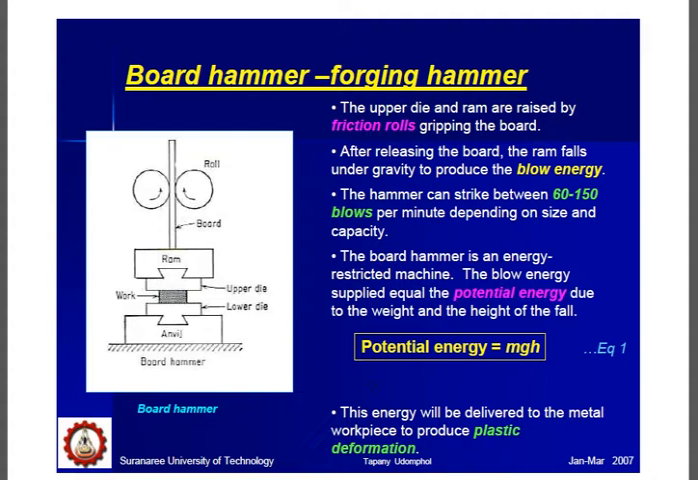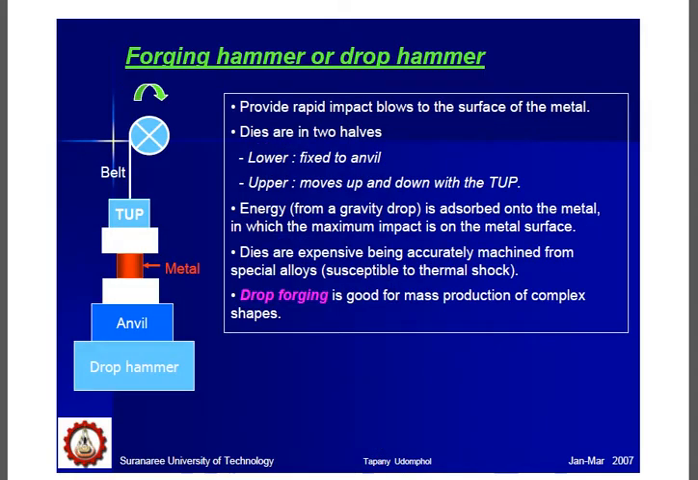The board hammer is generally an energy-restricted machine. The blow energy supplied equals the potential energy due to the weight and the height of the fall. Potential energy is equal to mgh. Once more, potential energy is equal to mgh. This energy is transferred to the metal workpiece to produce plastic deformation. Forging hammer or drop hammer.